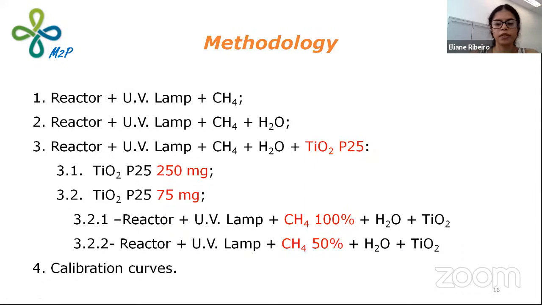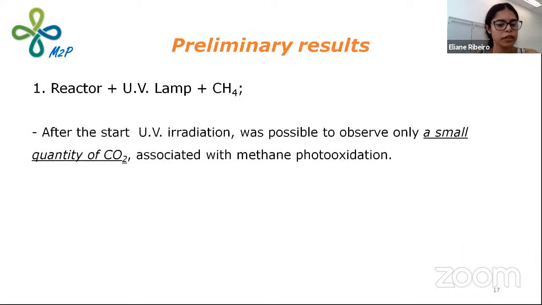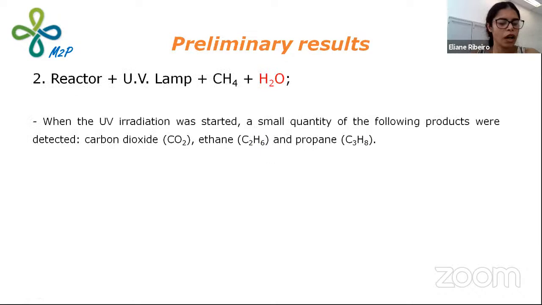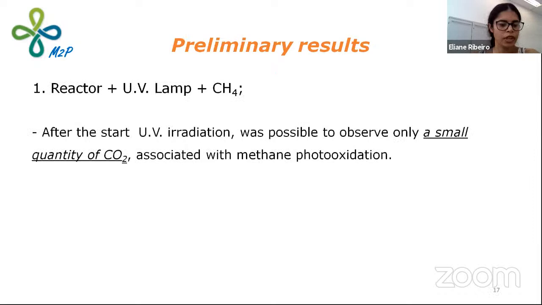At the beginning of the first experiment, we observed a small concentration of CO2 related to residual gas in the reactor, and this result is associated with methane photooxidation. After the UV radiation started, it was possible to observe the increase of the CO2 concentration, now associated with photooxidation. An important observation was that the CO2 concentration decreased after the end of the irradiation, indicating that this reaction is photodependent.